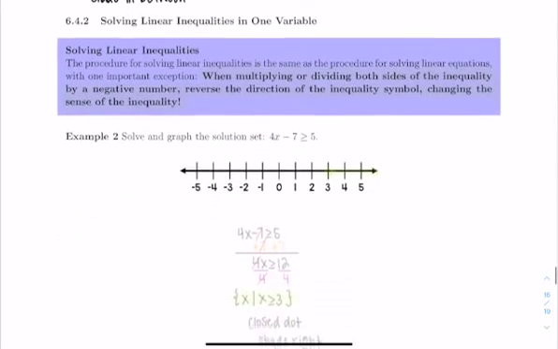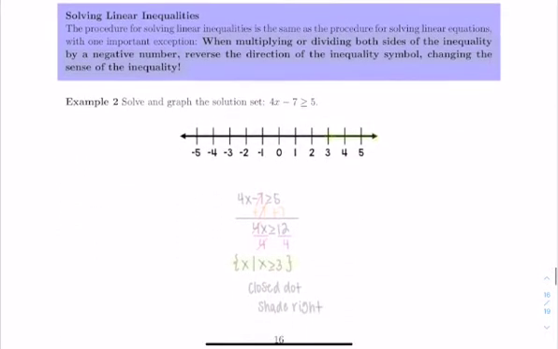The procedure for solving linear inequalities is the same as the procedure for solving linear equations, with one important exception. When multiplying or dividing both sides of the inequality by a negative number, we need to reverse the direction of the inequality symbol, changing the sense of the inequality. So if you multiply or divide by a negative number, the sign is going to flip. Other than that, solving them is the exact same process that we have already been doing in this section.